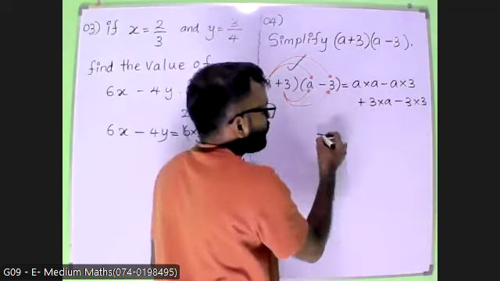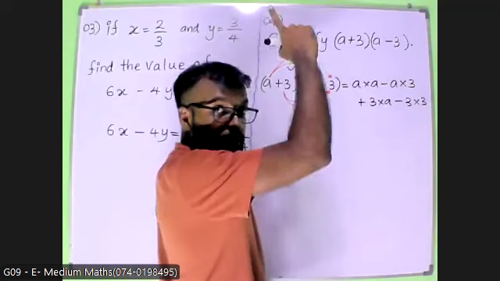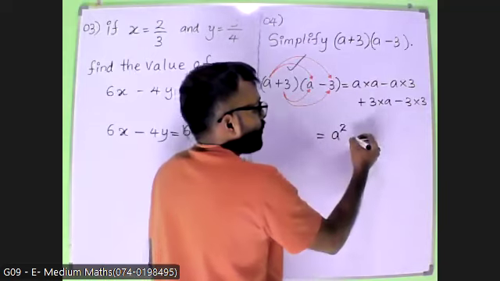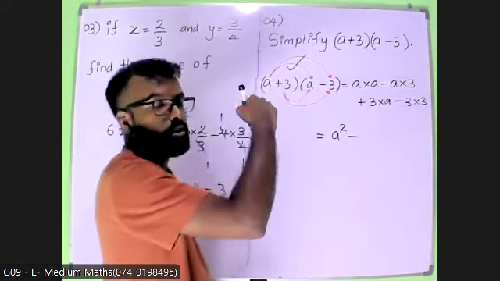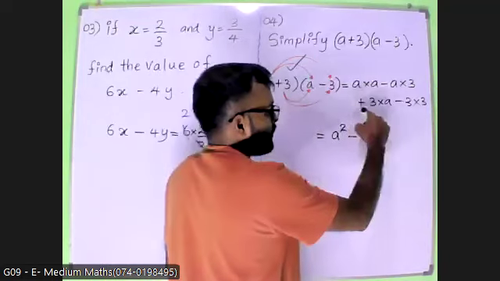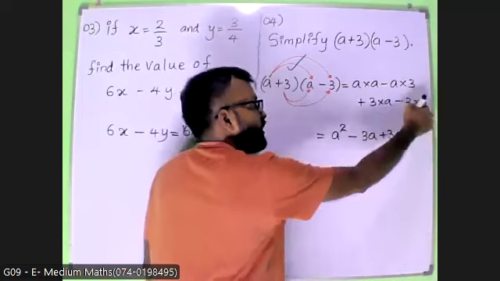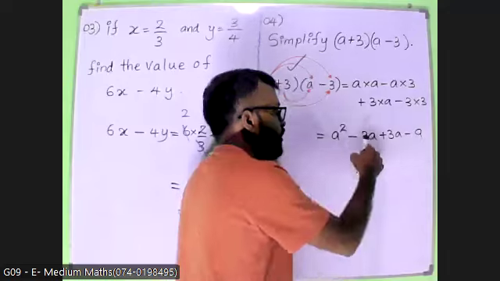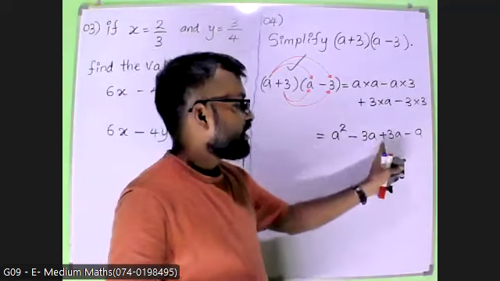So what do we have? A times A, same base, you can add the powers. 1 plus 1, 2. A to the power 2. Minus A times 3. You have to take the number first. 3A. Same here, plus 3A. Minus 3 times 3, 9. What is this? Minus 3A plus 3A.